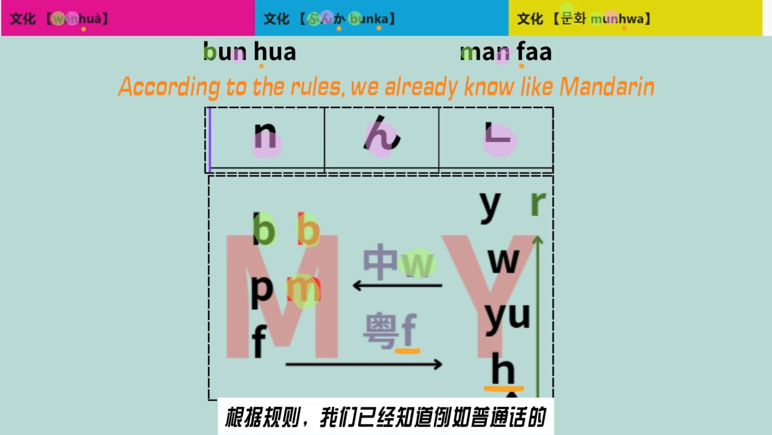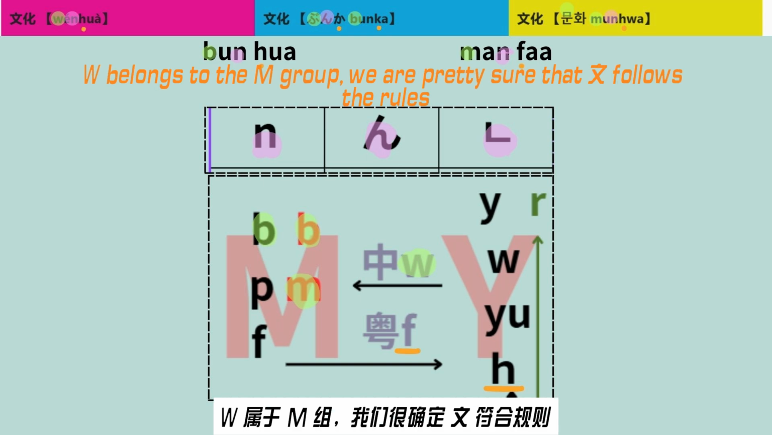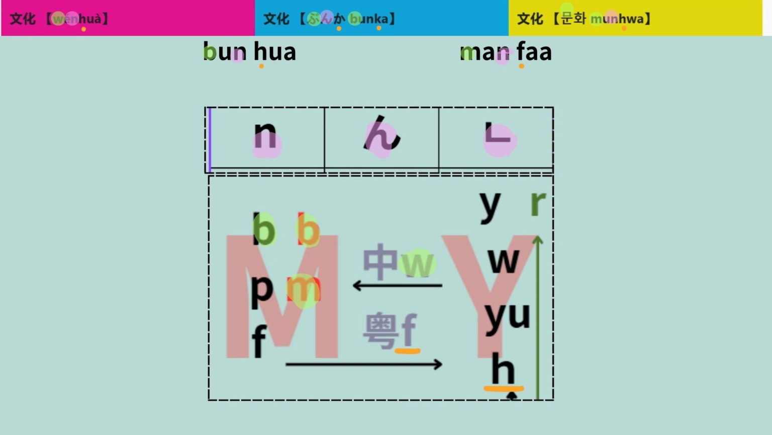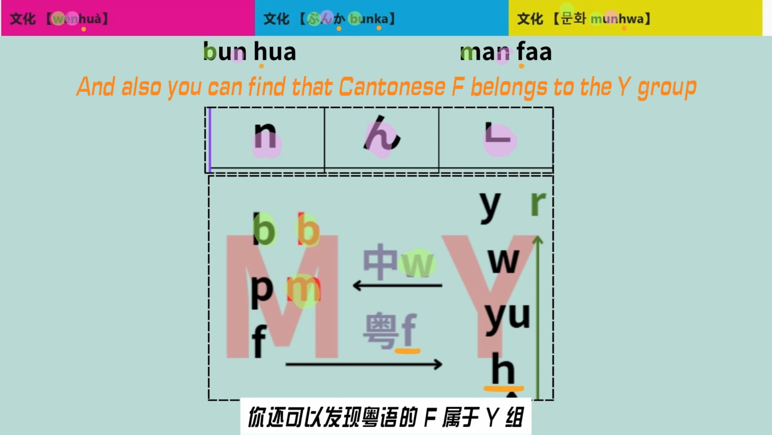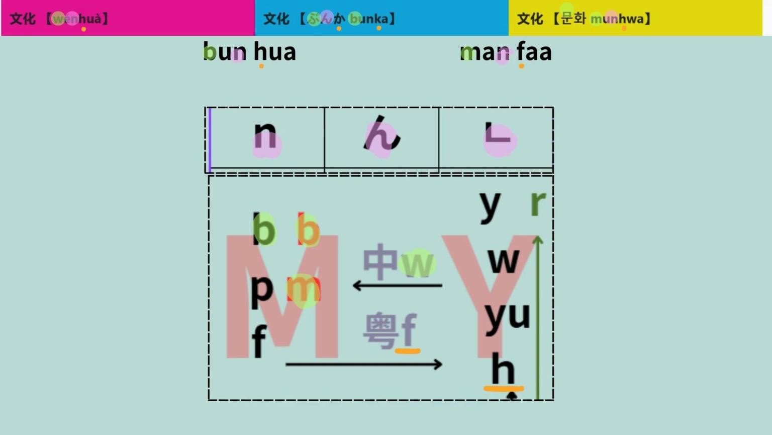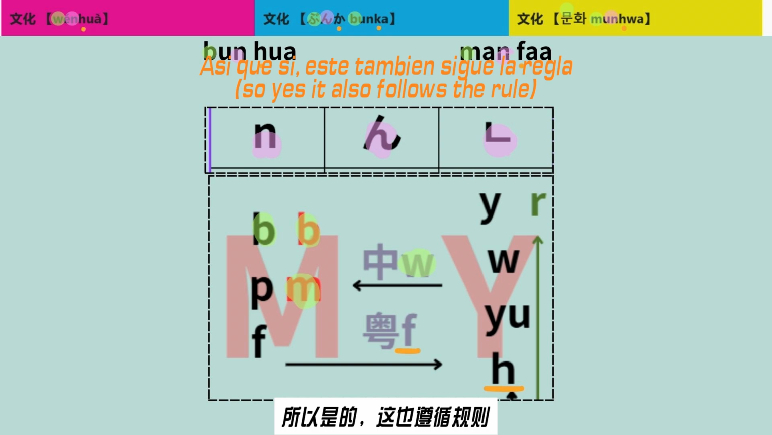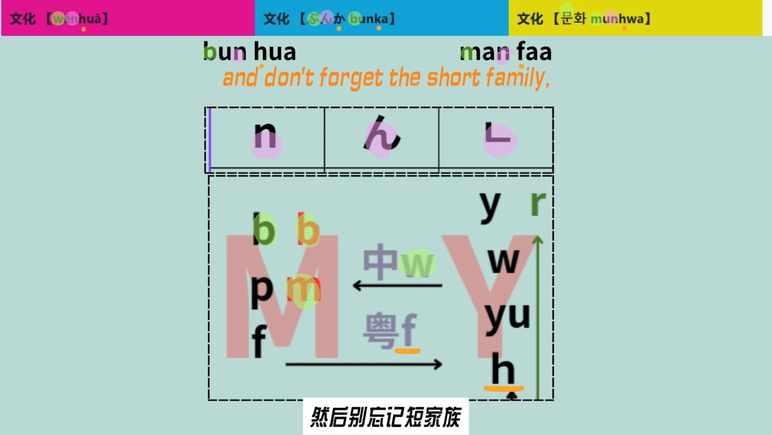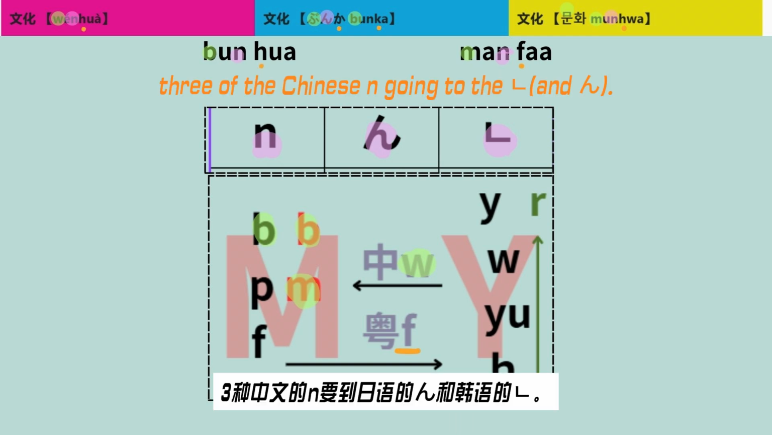According to the rules, we already know like Mandarin W belongs to the M group. We are pretty sure that 文 follows the rules. And also you can find that Cantonese F belongs to Y group. Así que sí, este también sigue la regla. And don't forget the short family. 3 of the Chinese N go into the Nian.